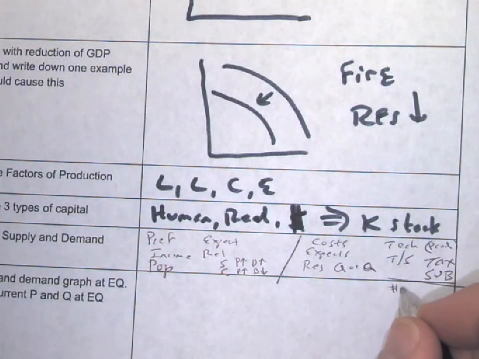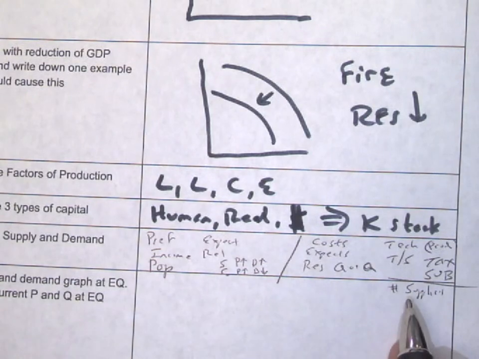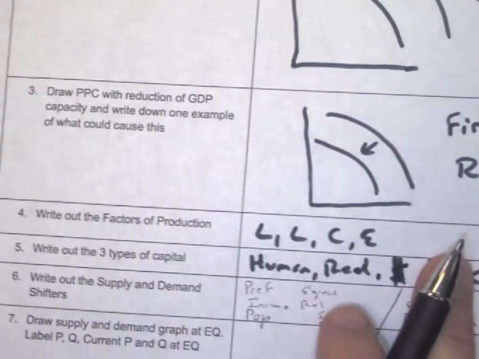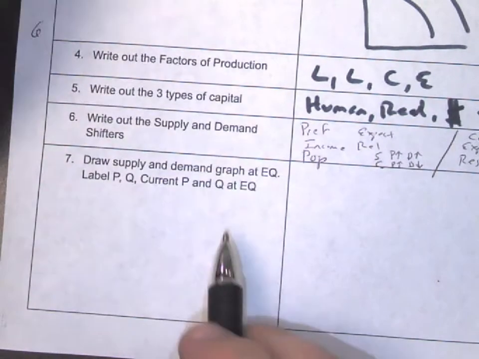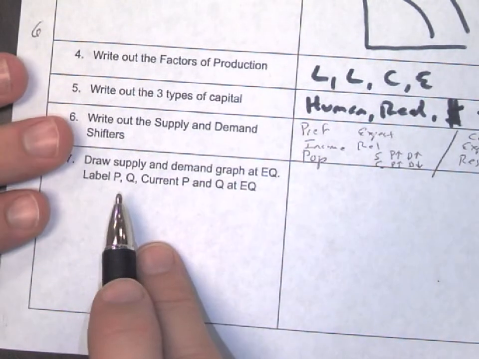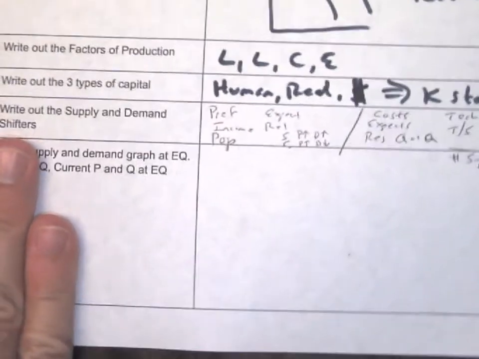Okay, and then the last one is the number of suppliers. If simply a store closes, then the supply goes down, right? Or a factory closes, anything like that. Okay, now draw a supply and demand graph at EQ, label price, quantity, and then current price and quantity equilibrium. So these are ones you should be able to knock out pretty quickly.